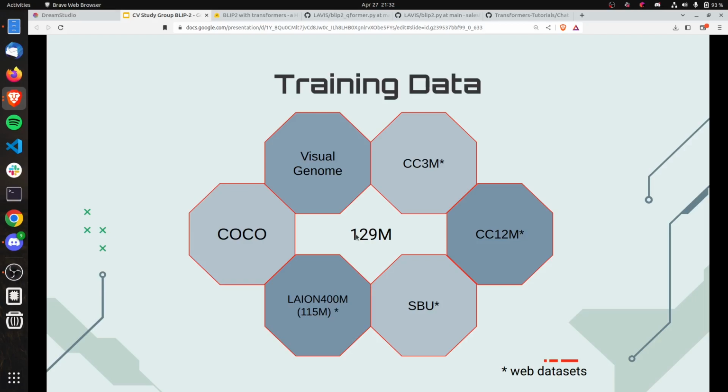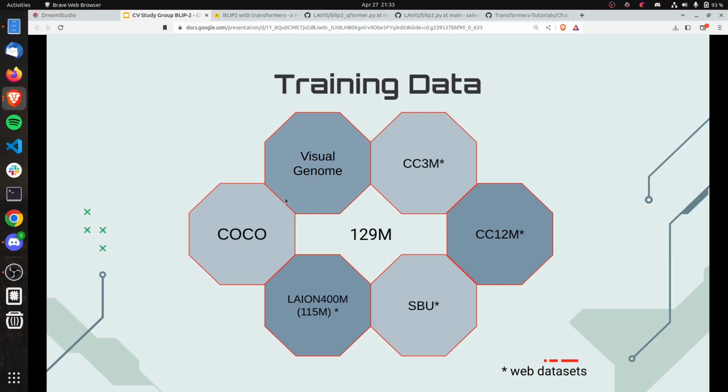But in total, they're using 129 million samples, and well, there's 150 million from LAION 400M, so it's like the majority from here. And actually, every dataset that has this asterisk is a web dataset, so that means it's scraped from the web. And the problem with web datasets can be that they are quite noisy, right?